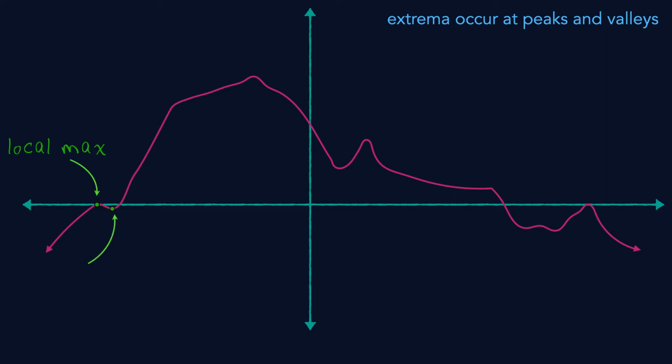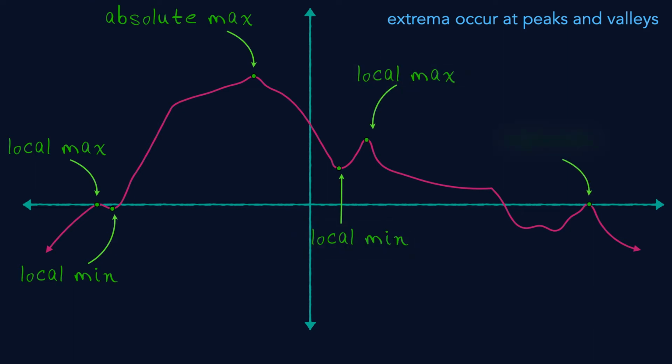So here we have a local max and a local min. We have an absolute max, local min, local max, and then we have two more local min values here.